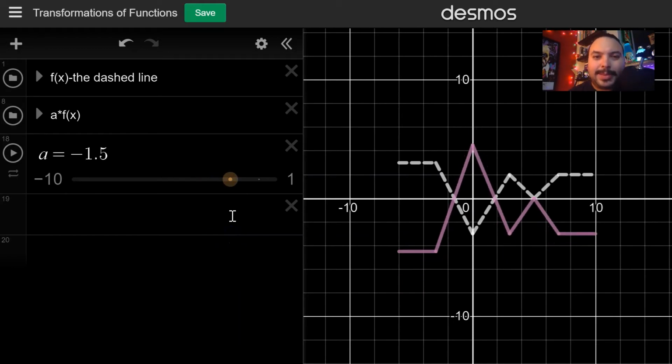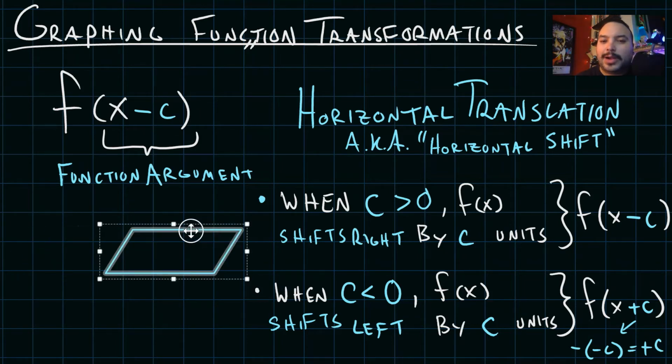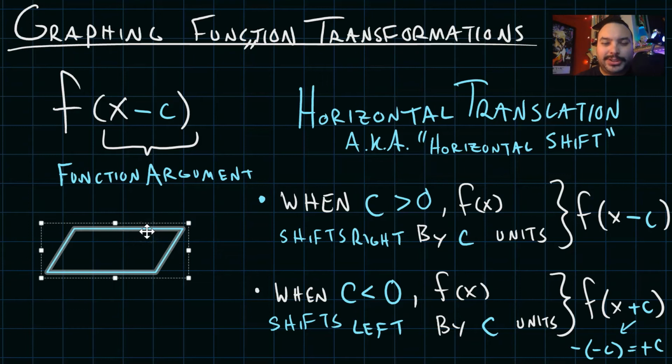Now that we've talked about our vertical transformations, let's get familiar with the horizontal transformations. So the parameter c is what we call the horizontal translation, or the horizontal shift. The value of c determines how far left or how far right the original function is going to be transformed. Now, you're going to find the value for c either being added or subtracted from the value of x inside the parentheses of f of x.